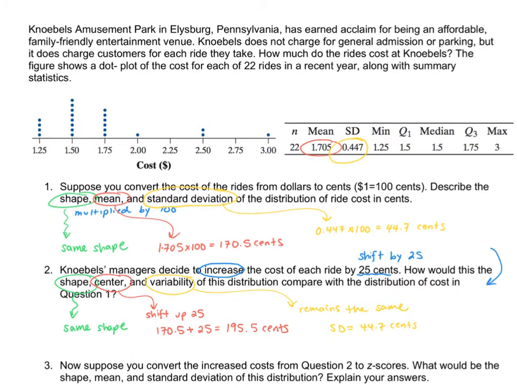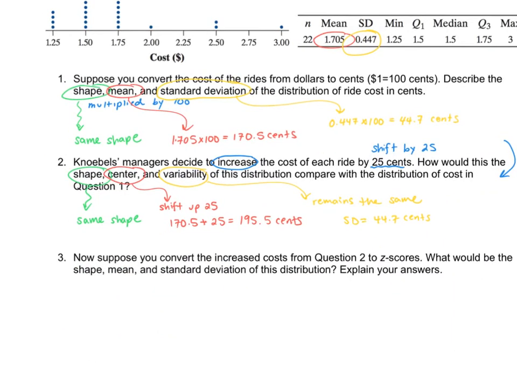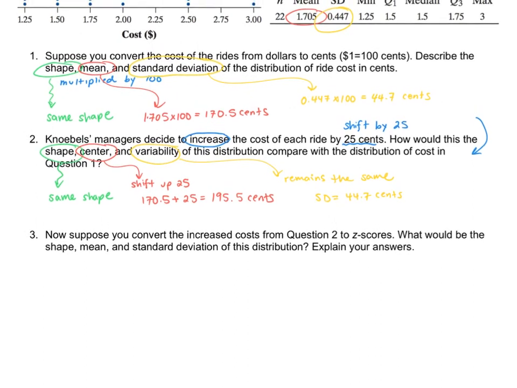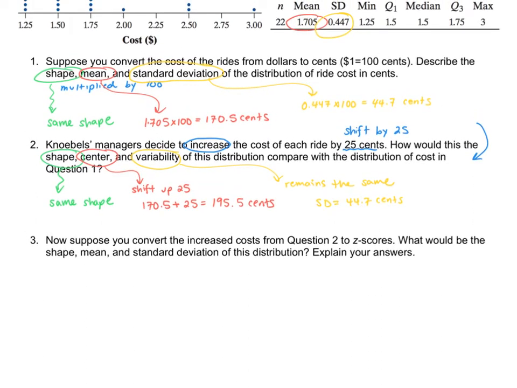Your max minus min, you could do 300 minus 125. You could get that range. You could get the interquartile range. Okay. Now suppose you convert the increased cost from question 2 to z-scores. So we're going to standardize this. Just to remind you, to calculate a z-score, we would take all the values, subtract the mean, and then divide by the standard deviation. What would be the shape, mean, and standard deviation of this distribution?